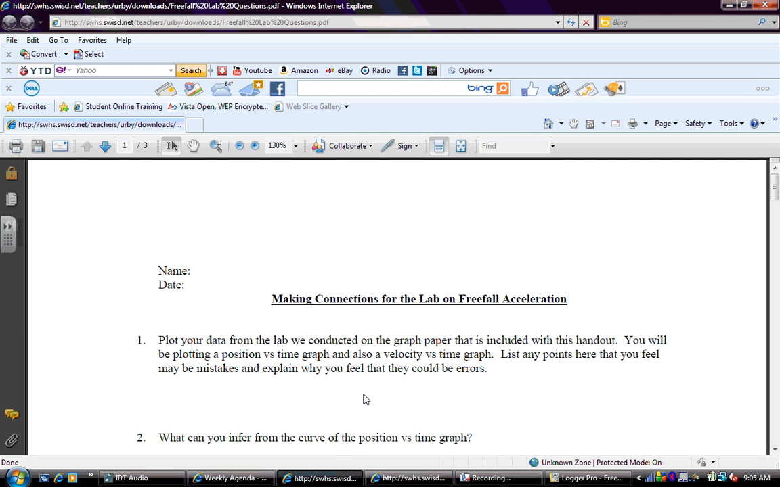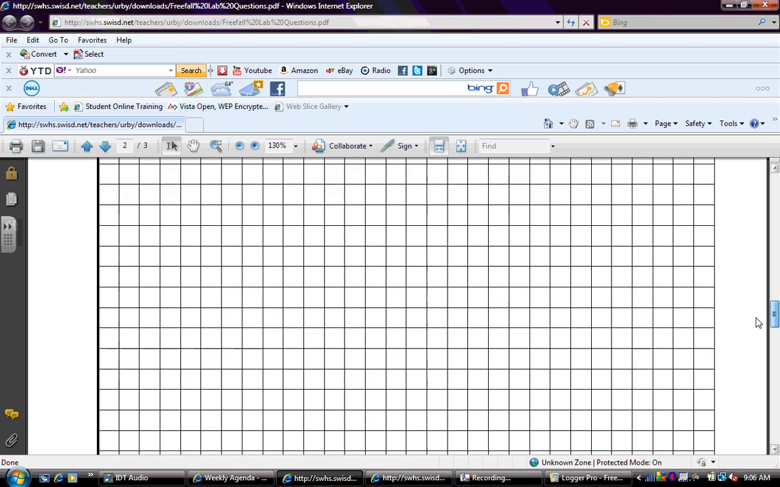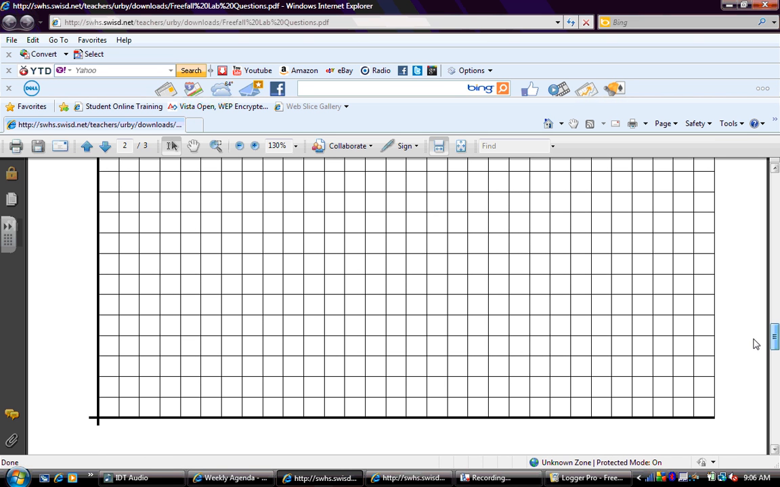So the first question says that you need to plot your data from the lab we conducted on the graph paper that is included with this handout. You're going to be plotting a position versus time graph and also a velocity versus time graph. You need to list any points here that you feel may be mistakes and explain why you feel that they could be errors. So what we're going to do here is go down and we're going to use that data that we have, and you're going to be plotting your first graph here on the first piece of graph paper.